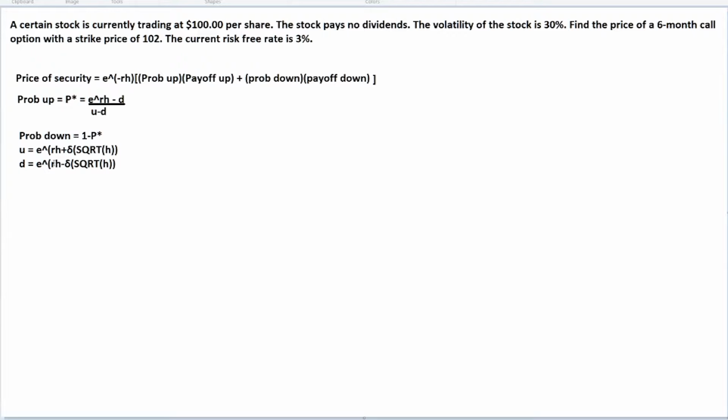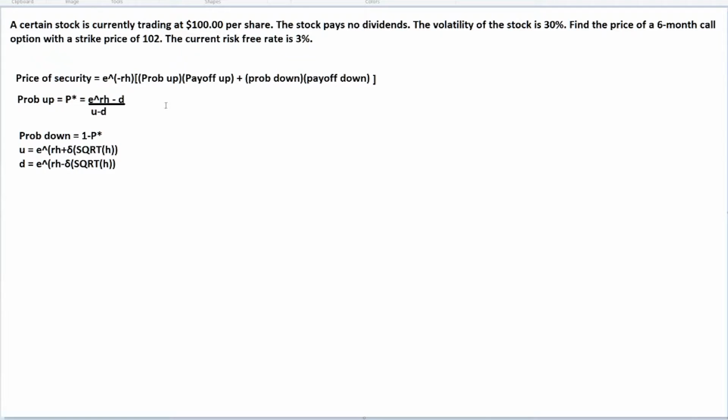And then finally, we have a formula to figure out what our up factor is. It's e to the power of r times h, plus, and this is just standard deviation, that's supposed to be a delta, I don't know if you guys can tell, times the square root of h. And then our down factor is the same thing, except we have a subtraction instead of addition. So let's get started on this problem then.